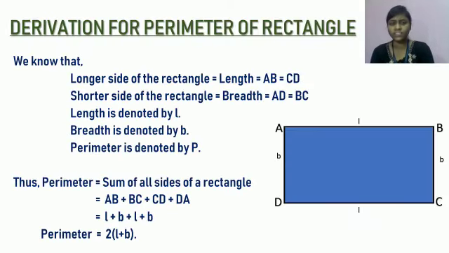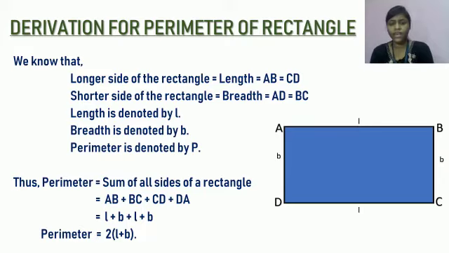So now let us see, how will you derive the formula for perimeter of rectangle? You all must be knowing that the longer side of the rectangle is called length, and the shorter side of the rectangle is called its breadth. In this figure, you can clearly see that AB and CD are the lengths of the rectangle and AD and BC are the breadths of the rectangle.